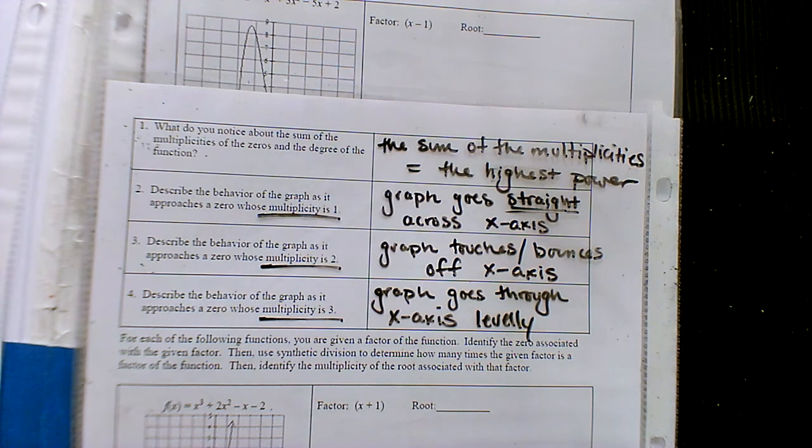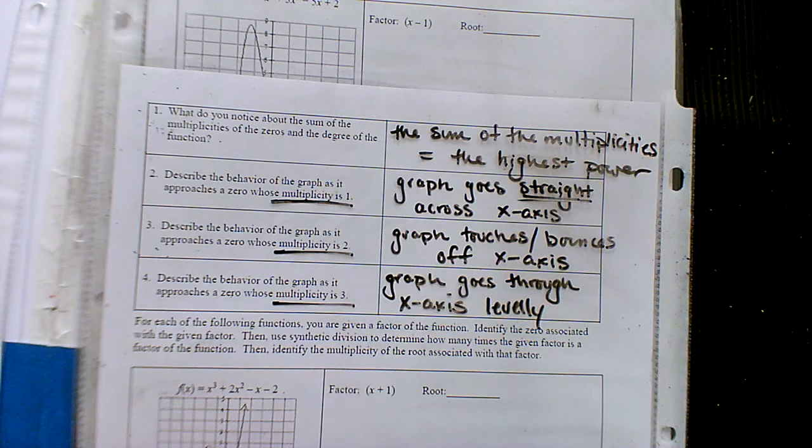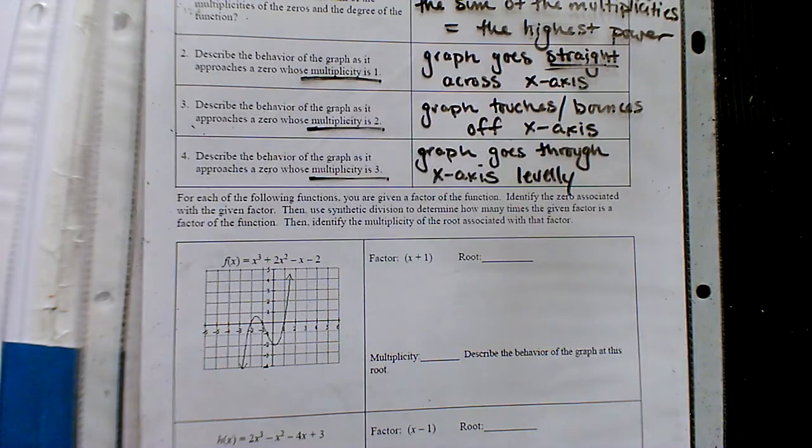Now, there are other multiplicities out there. You could have a multiplicity of 4, 5, 6, 7, anything's fair game. But as you start to get higher multiplicities, the behavior of the graph starts to be a little bit unclear. So we're only going to go up to a multiplicity of 3. We're going to stop at that point, so nothing should have something higher than 3. Does that make sense?